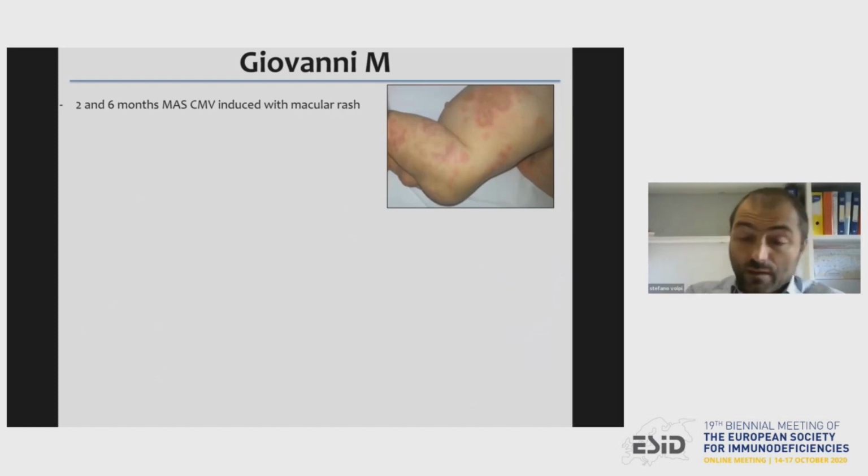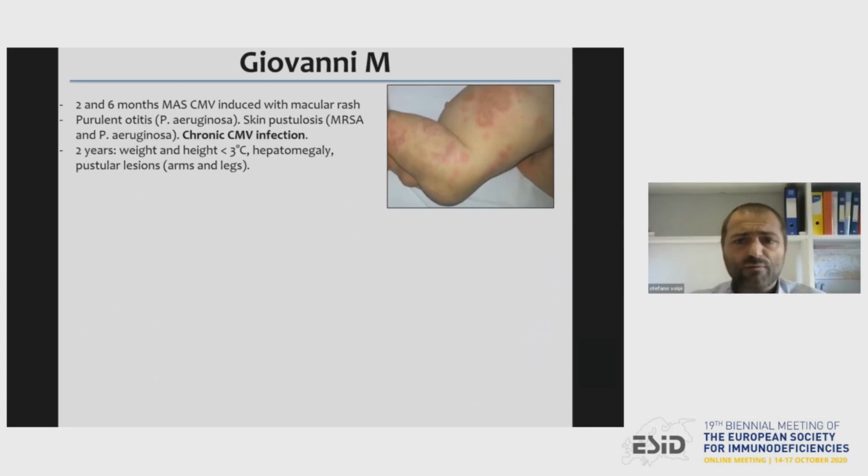Giovanni presented with macrophage activation syndrome in the first months of life, triggered by CMV infection. You see a rash that was linked to the presentation, and then he developed a chronic CMV infection, some other skin infection with pustulosis linked mostly to Staph aureus, and stunted growth.